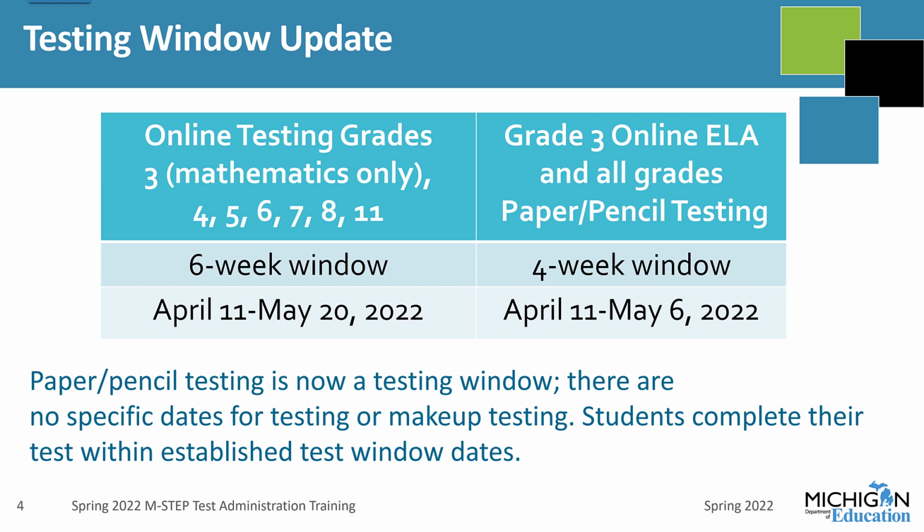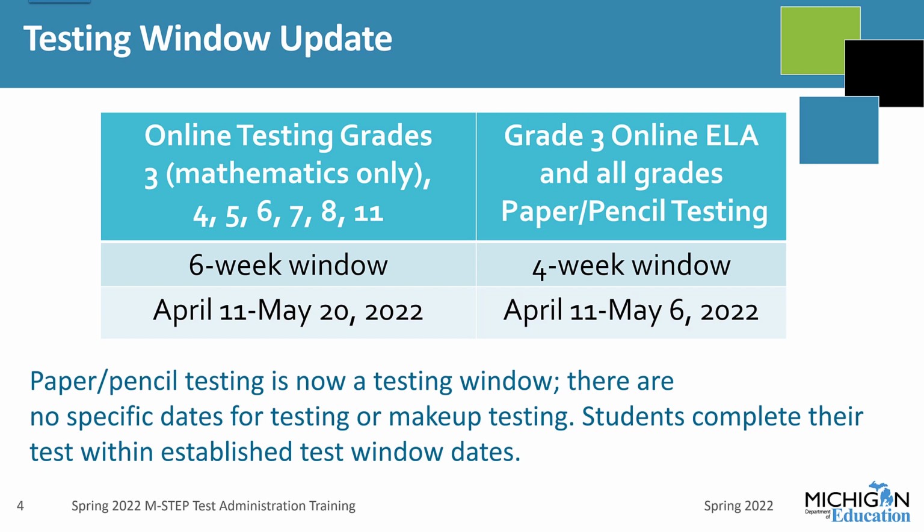Then there's a 4-week window, and that applies to grade 3 online ELA and all grades and content areas of paper pencil testing. That 4-week window also starts on April 11th, but ends on May 6th. Grade 3 online ELA has the 4-week window so that student scores are available to meet the requirements of the Read by Grade 3 legislation.